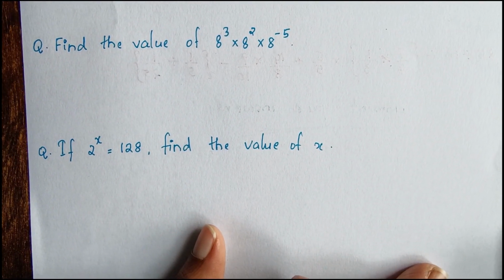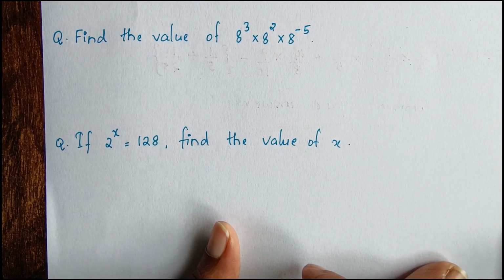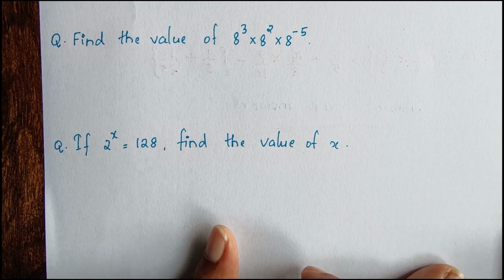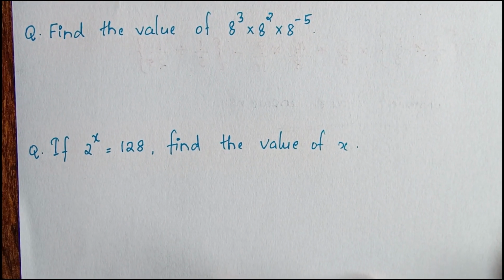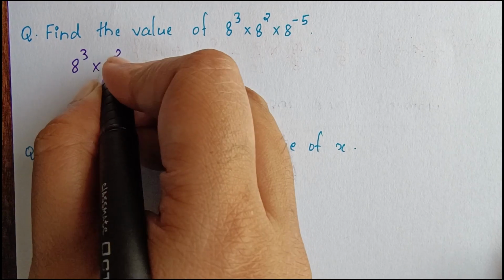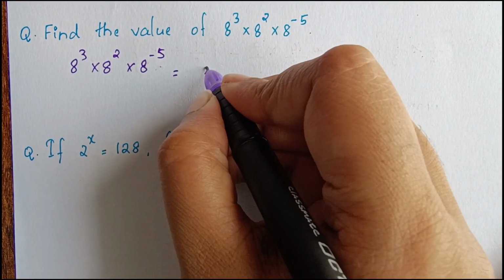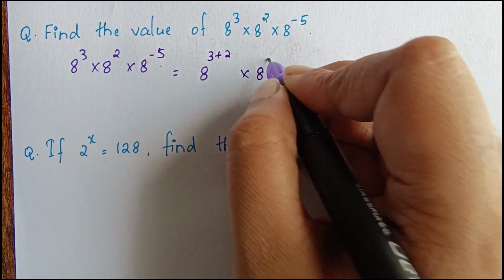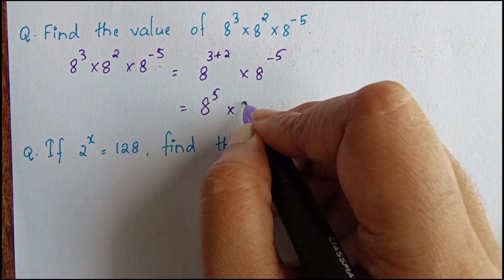First question is, find the value of 8 cube into 8 square into 8 raised to minus 5. So we have already learned that a raised to m into a raised to n is a raised to m plus n. So 8 raised to 3 into 8 raised to 2 into 8 raised to minus 5 can be written as 8 raised to 3 plus 2 into 8 raised to minus 5. That is 8 raised to 5 into 8 raised to minus 5.